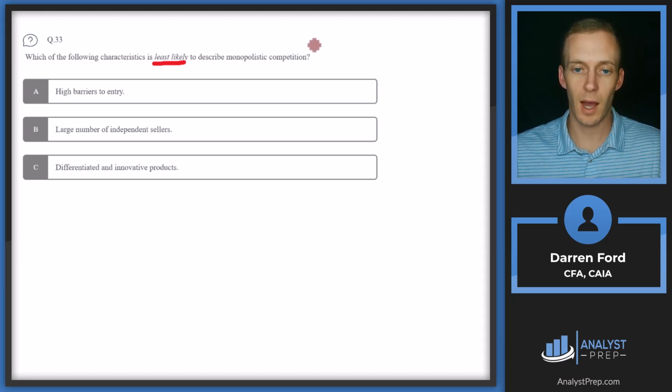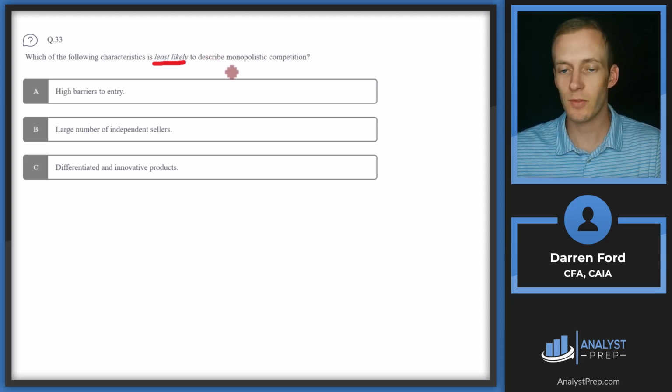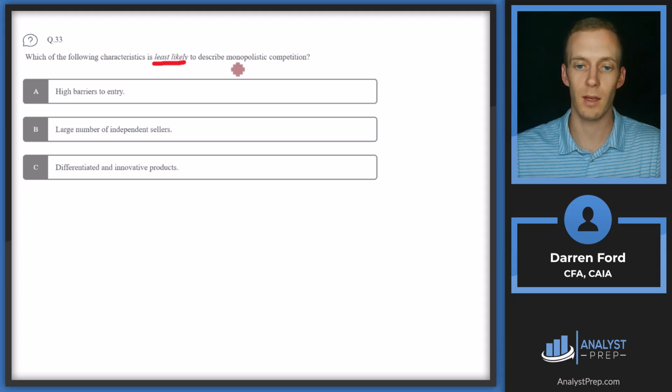So on the one hand, they're selling the same product being food. On the other hand, they all have maybe slight differentiations based on the type of service they provide or the type of food they serve and stuff like that. So looking at this question through the lens of that type of market, let's look at these answers. So we've got A, high barriers to entry.